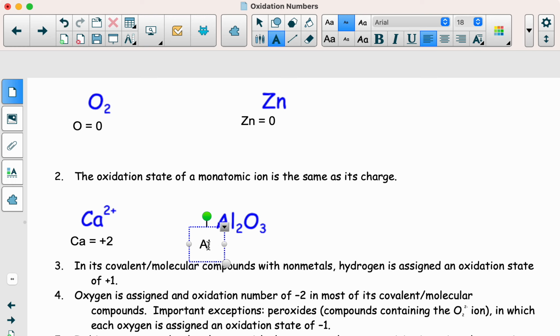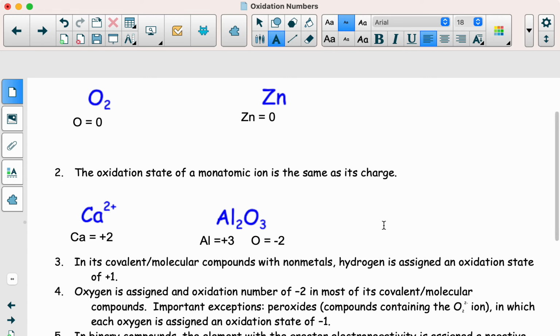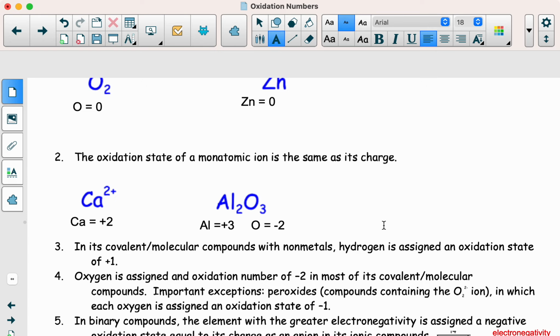Within the ionic compound, we know that aluminum has a +3 charge, so its oxidation number is +3, and within aluminum oxide, oxygen has a -2 charge, so its oxidation state is -2. If you're looking at an ionic compound and need to assign oxidation numbers, the thing to do is just think about what the charges actually are. The rest of these rules, we're going to look at all the rules and then do a few more examples to go with them because they start to kind of interplay with one another.